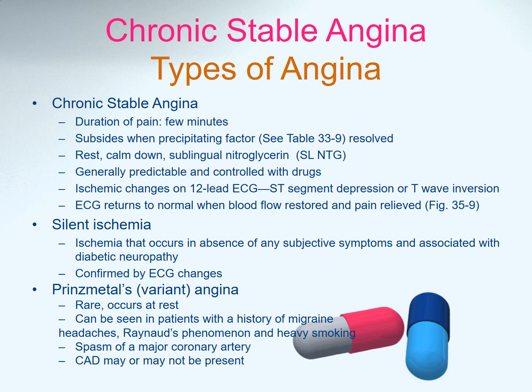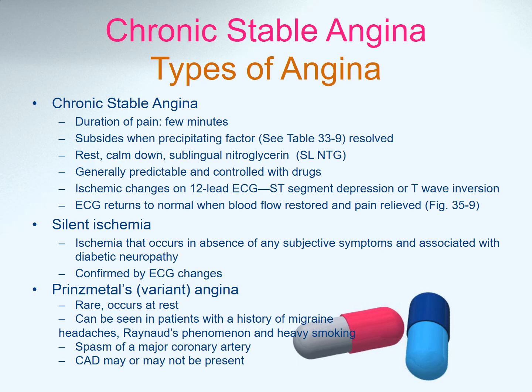So types of angina, we can have chronic stable angina, which the duration of the pain is a few minutes, and then it subsides when precipitating factors are resolved. Rest, calming down, nitroglycerin generally will take the pain away, but we may see ischemic changes on the 12 lead, which again are ST segment depression or T-wave inversion.